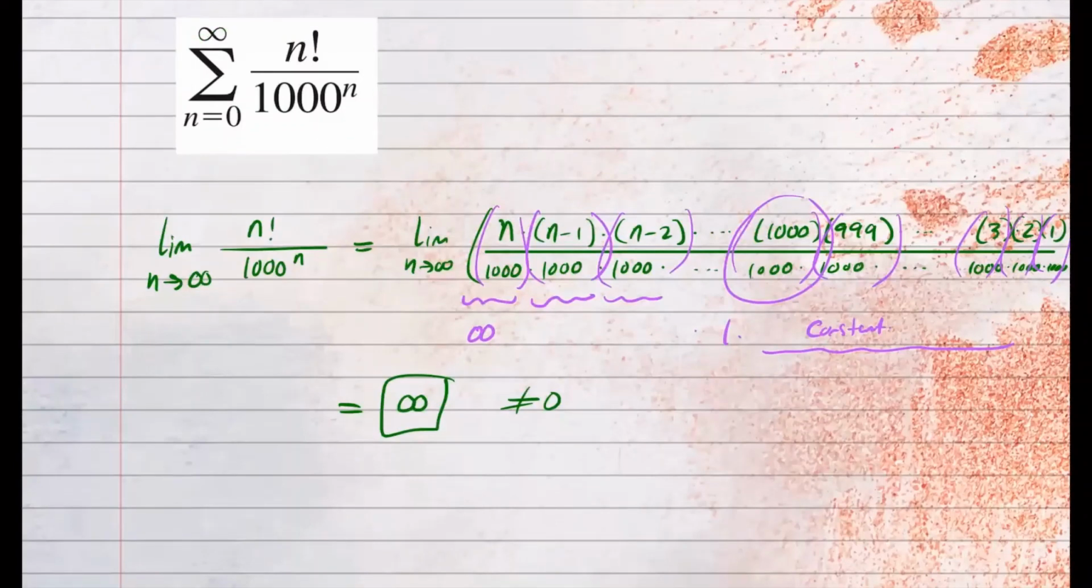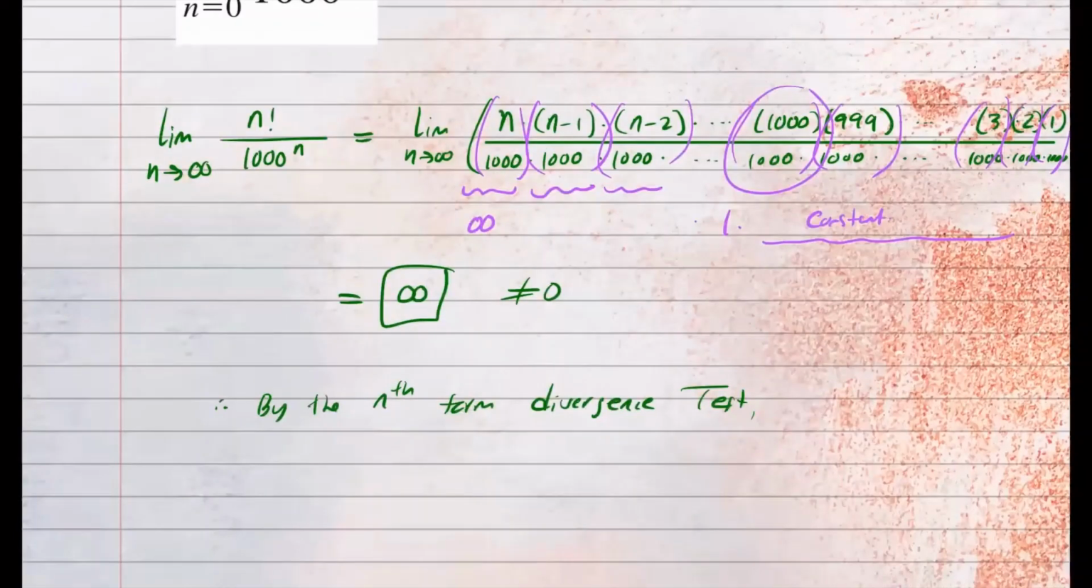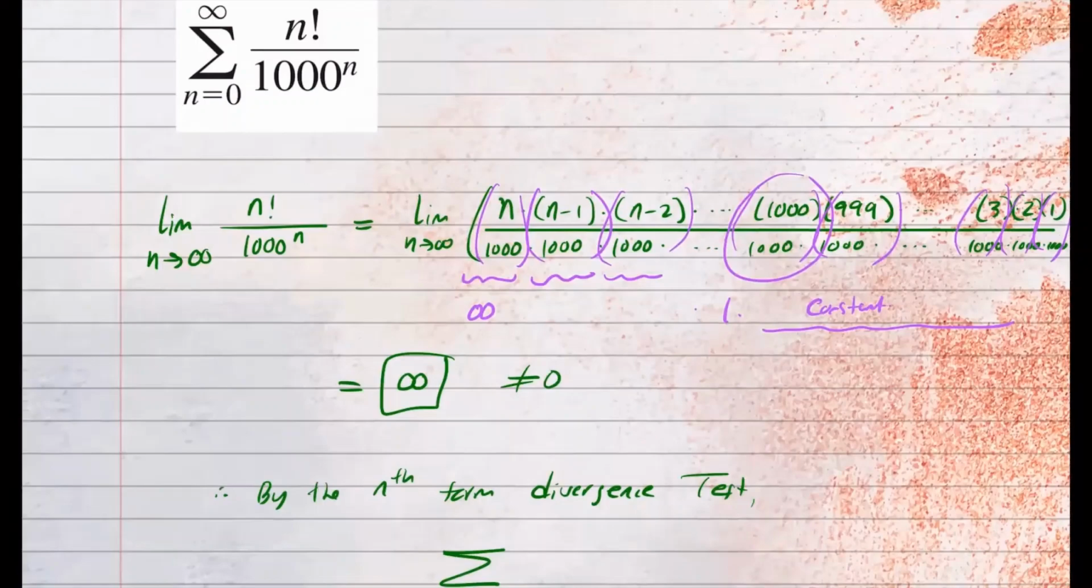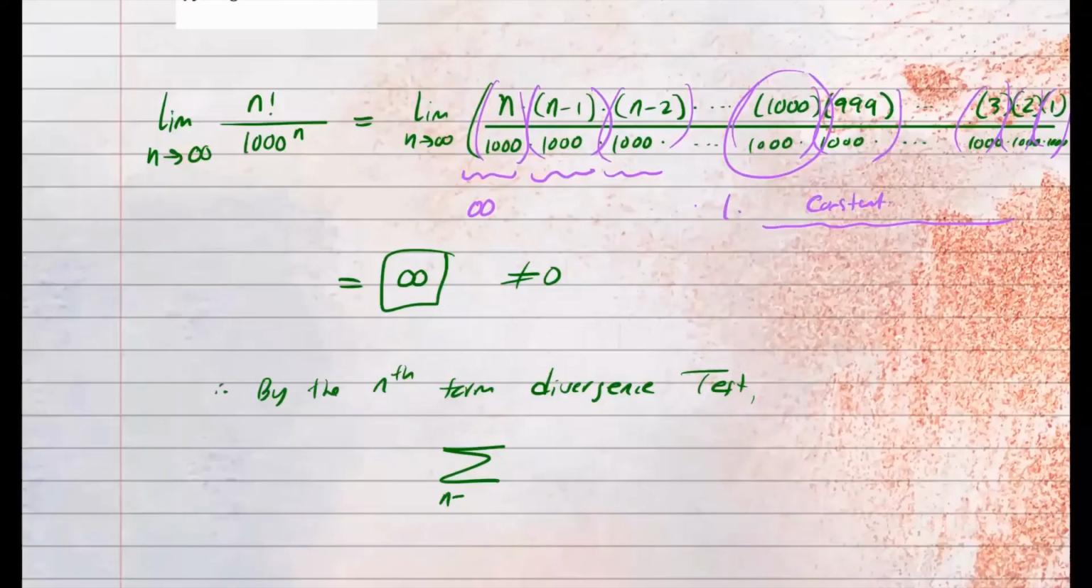So we can say that, therefore, by the nth-term divergence test, this sum starting from n equals 0 to infinity of n factorial over 1000 to the n power is going to diverge. All right, so I hope this helps you with the nth-term divergence tests.